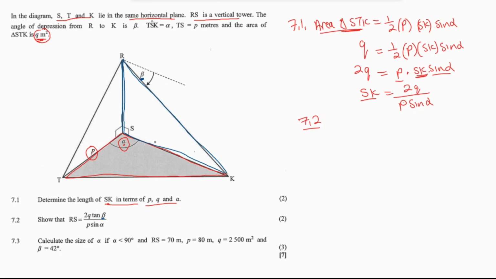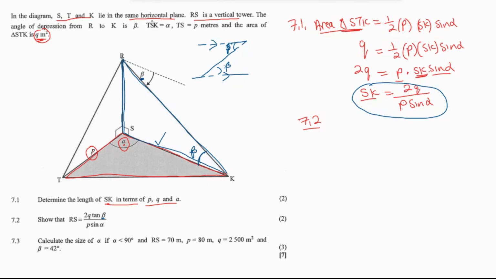Remember, we have our side SK, which is this. This side SK is the one that is going to bring in the Q and the P and the sine alpha. And then beta here. What is the size of angle RKS? It will be beta. Remember, we have the angle of depression and the angle of elevation. The angle of elevation and the angle of depression are equal because they are alternate angles, because these two lines are parallel. So angle RKS is also beta.